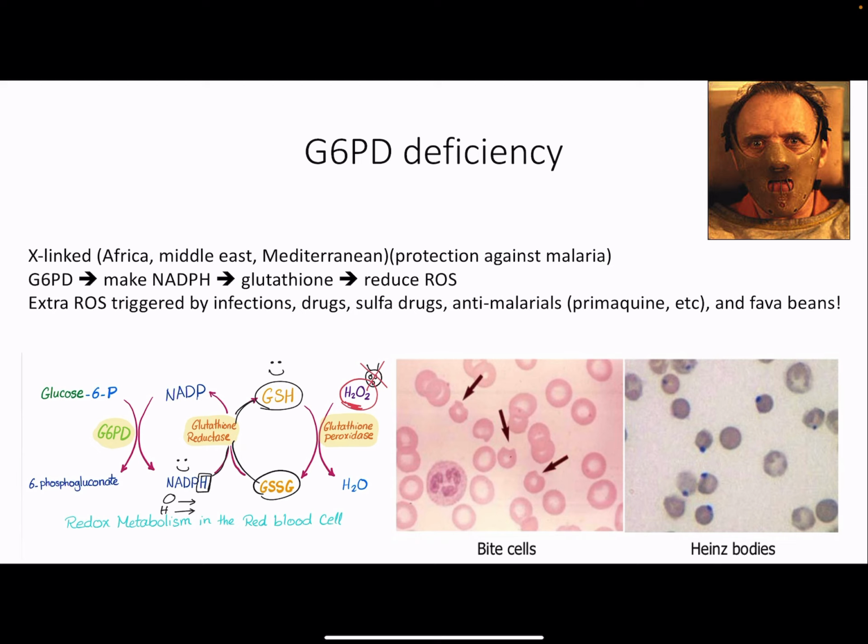G6PD, we saw this in the biochem thing. This is X-linked. Often it's in people of African, Middle Eastern, and Mediterranean descent. And like we see in sickle cell, like we see in thalassemias, this might have a protective effect against malaria.